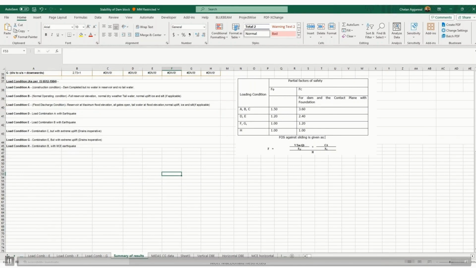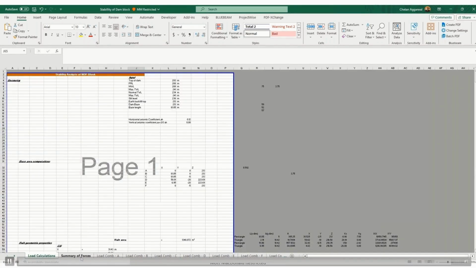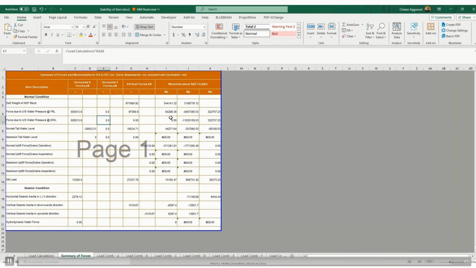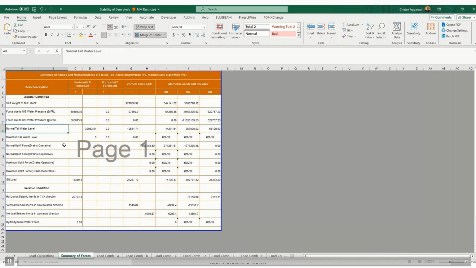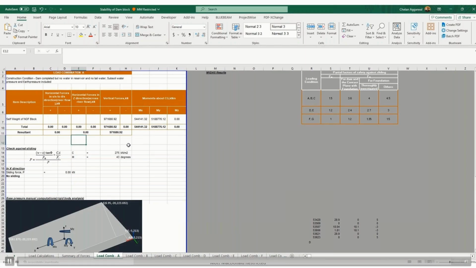So let's see, we have compiled the results. This vertical force, I have not compiled this correctly. So FRL I have compiled, normal tailwater level I have compiled, normal uplift with drains operative I have compiled, and silt load I have compiled properly. All the other values I'll compile once my dam is stable in the construction condition and normal operating condition.